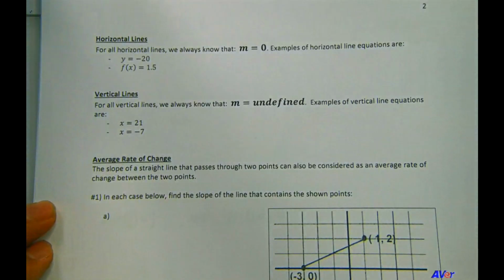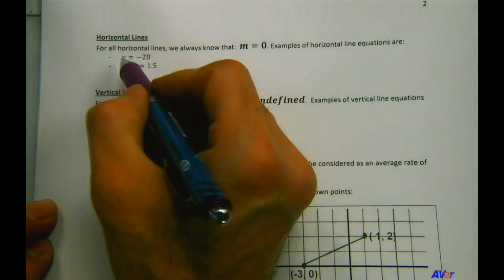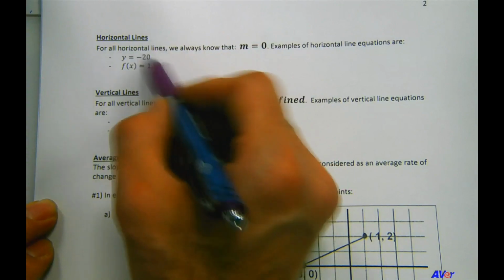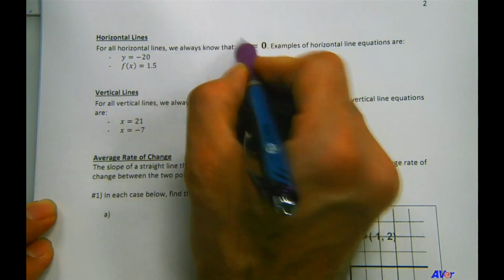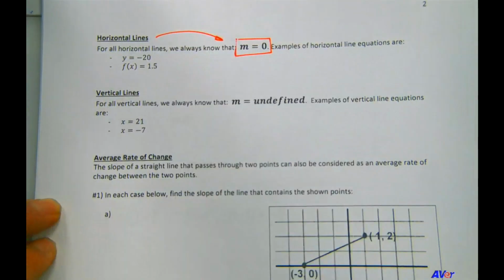Talking about slopes, two cases are considered to be special cases. One of those is the horizontal line. It's a special case because any horizontal line will always have a slope equal to 0.